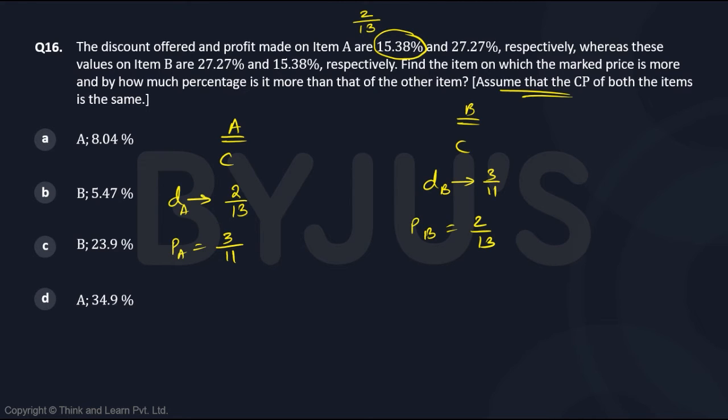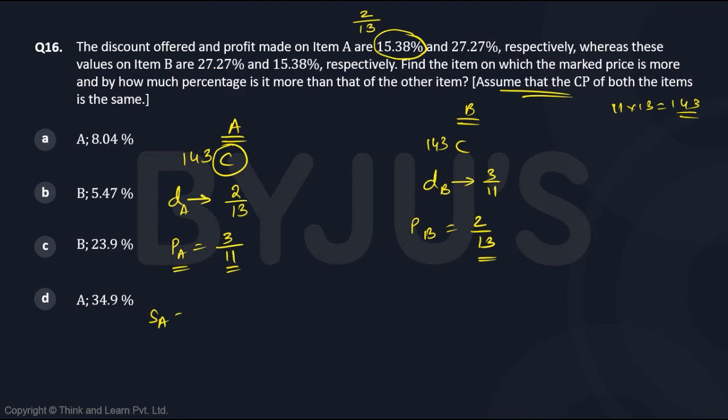So let's start with the cost price. Say the cost price is 143C. Now why did I take 143C? Because my cost price should be dealing with fractions of 11 and 13. So 11 into 13 gives you 143. So now if I get a profit of 3 by 11, it means I can find the selling price.